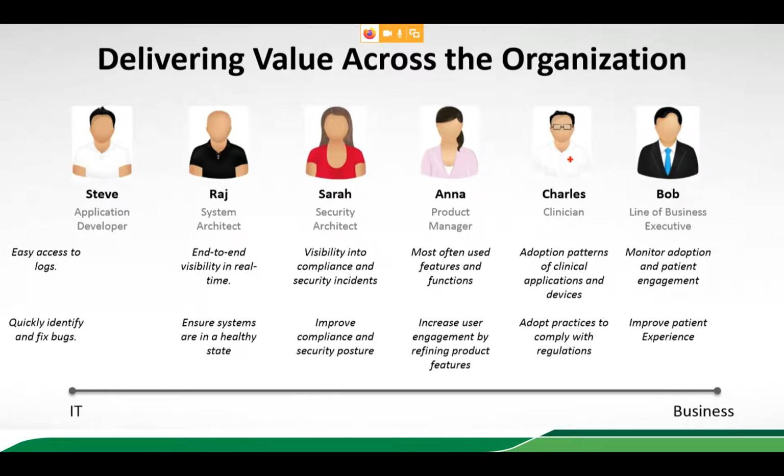From a system architect's perspective, Raj needs end-to-end visibility in real time to ensure systems are in a healthy state. So he would like key performance indicators, or health checks, of these operational services. If it goes to the security domain, a security architect would also always look for compliance visibility.